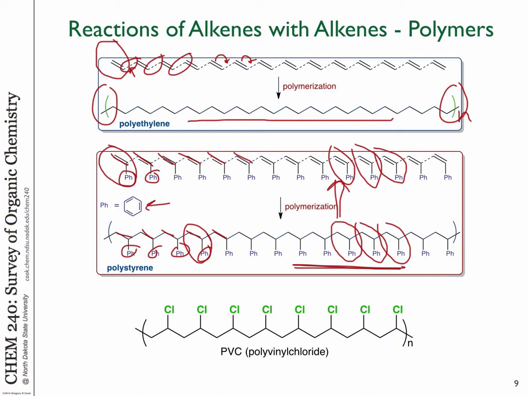Polystyrene. Anyone know what polystyrene is used for? Styrofoam. Styrofoam cups. That's all polystyrene. It can be processed in many different ways to make the foam that you see in a styrofoam cup. It's just the polymer that has been processed in a particular way. PVC, polyvinyl chloride. PVC for PVC pipes, right? Vinyl chloride is a common name for an alkene. So what do you think the alkene is that made the backbone structure for polyvinyl chloride? Can you identify what the repeating unit is in that chain?